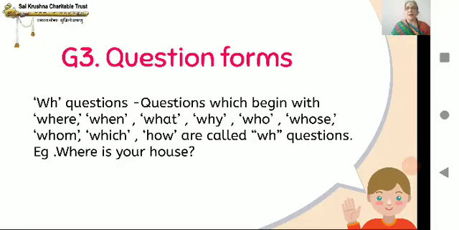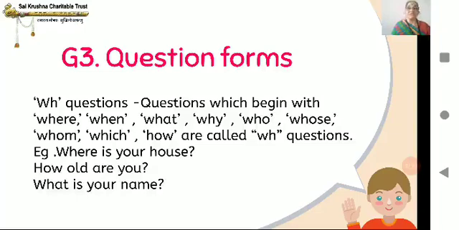Alright? Where is your house? If I want to know some information about the location of a place, I will ask the question where. Is that clear? When I want some information about your age, or how old are you, how healthy are you, okay? What is your name? The very first question that is asked when you meet anybody. Alright, so these WH questions, we use them so frequently. Let us see their correct usage.